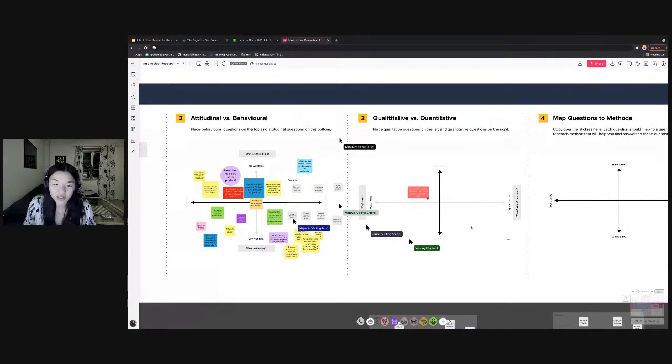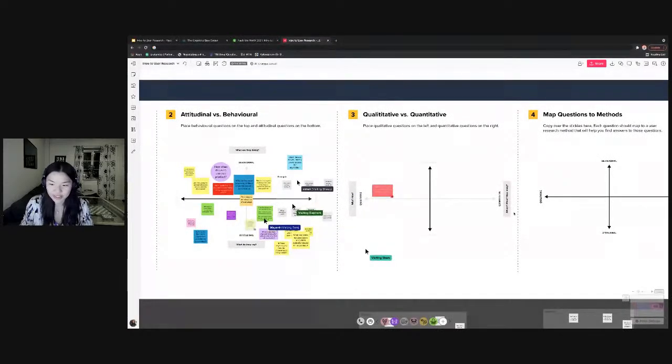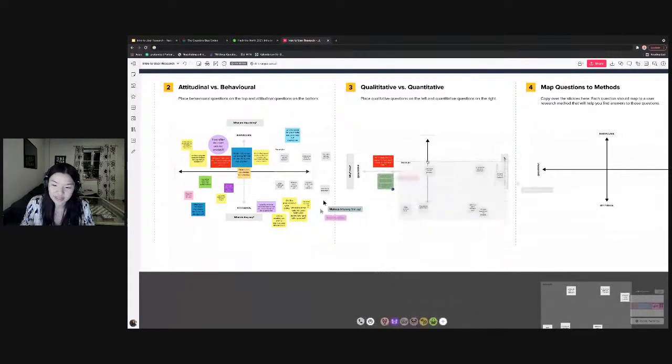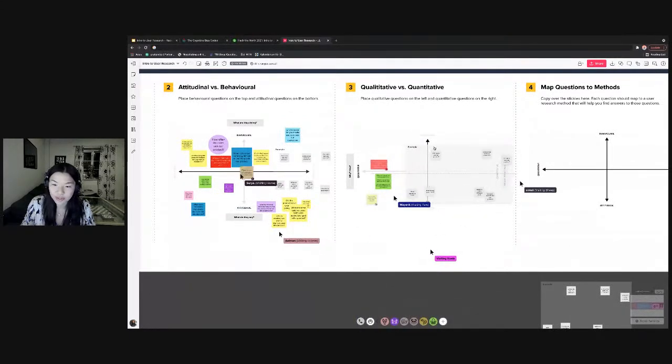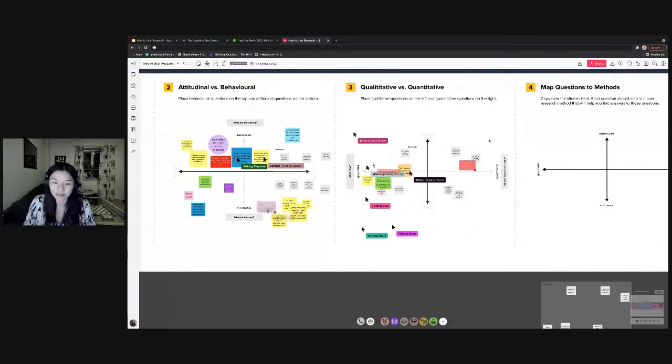So are you trying to figure out the why, the how, like how did they do this? Or is it more about the numbers of what, where, or like when, how many? As an example, I will just put a few here to help us think about what that might look like. Maybe it's a bit messy.